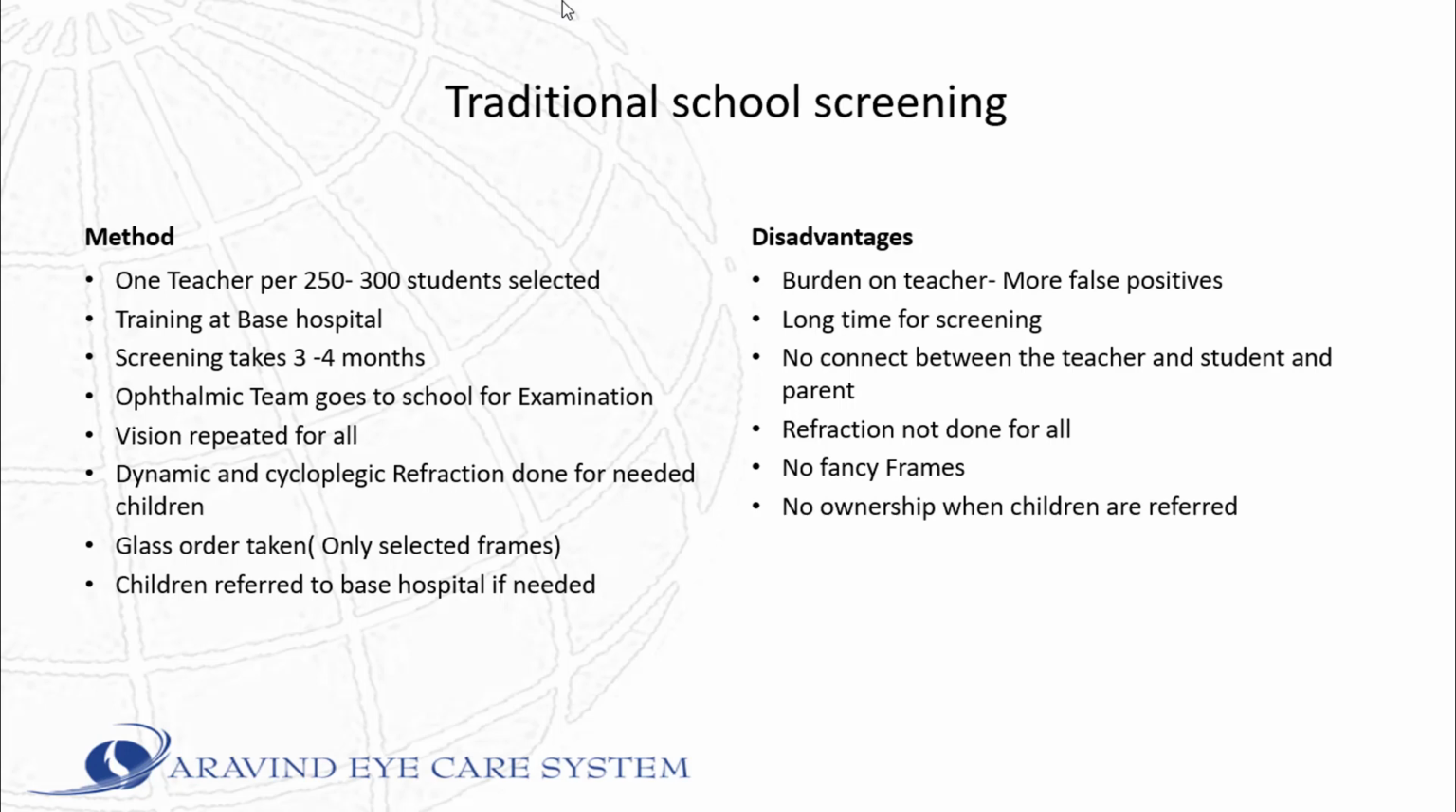And the ophthalmic team goes to the school for examining all the children. Vision is repeated. If necessary, refraction is done, not for all, only selected children. Dynamic and cycloplegic refraction if at all needed. Then glasses orders are taken. Choice of glasses frames is not given to them. And children who need further treatment are referred to the base hospital.